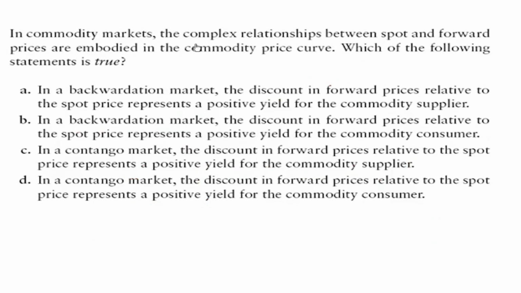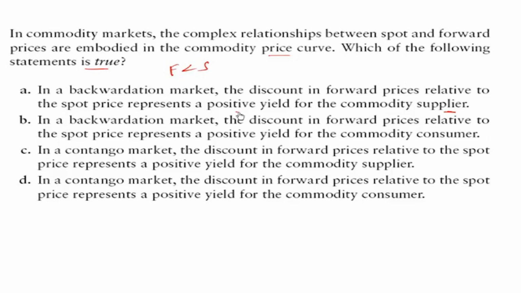In commodity markets, the complex relationships between spot and forward prices are embodied in the commodity price curve. Which of the following statements is true? In a backwardation market, the discount in forward relative to the spot represents a positive yield for the supplier. In backwardation, forward prices are at a discount to the spot price. F is lower than S.